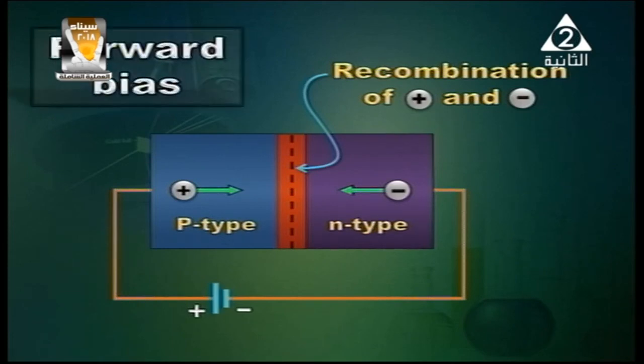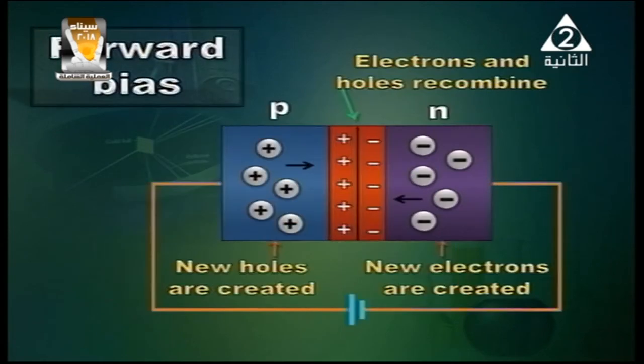Talking about forward bias, N is connected to the negative electrode and P is connected to the positive electrode. The negative electrode will push free electrons and make them pass through the barrier. So we say depletion decreases, barrier decreases, and current flows.